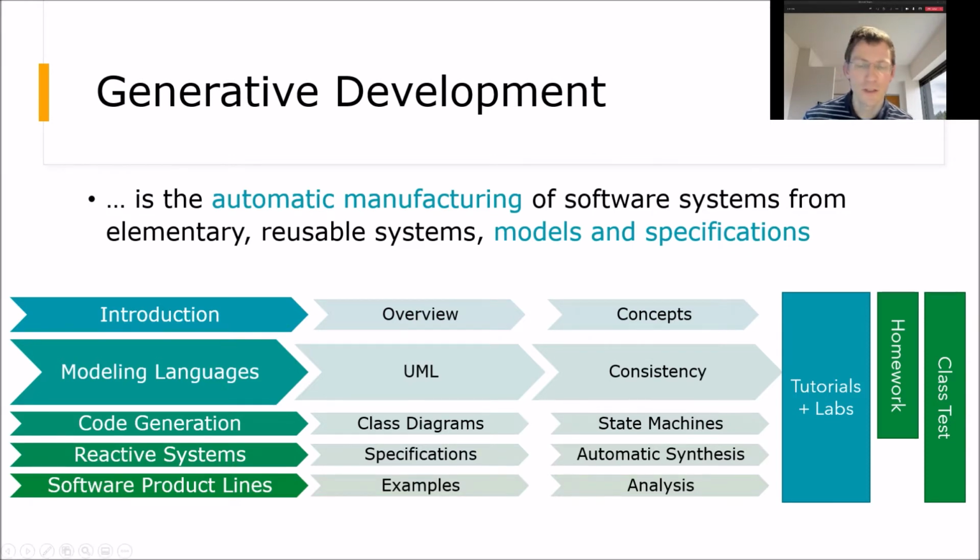And then we will look at code generation. So how can we, from these models, automatically generate code for our implementation of the software system that we are modeling. We will look at two main examples, class diagrams and state machines, because they are the most popular.